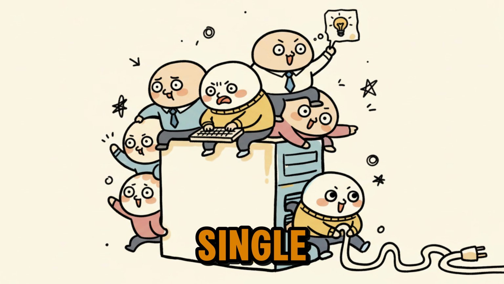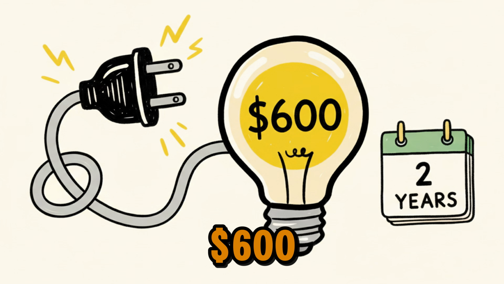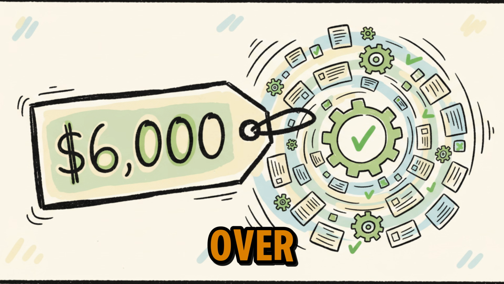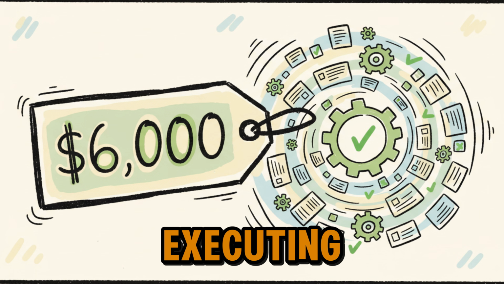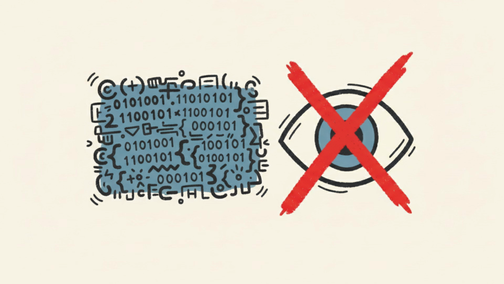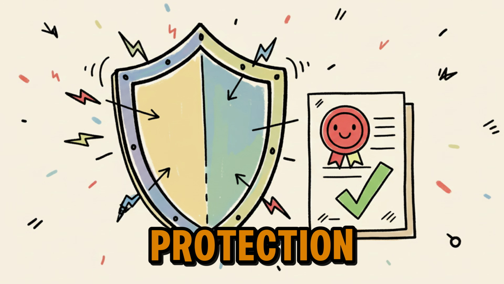Put that same team on a single $4,000 local workstation running open weights with $600 in total power consumption over 2 years, and the total cost is $4,600. The local setup saves the company over $6,000 while executing millions of rapid background tasks that no human ever reads directly. The second privilege is regulatory arbitrage and liability protection.